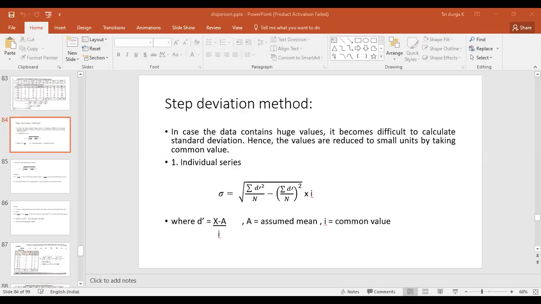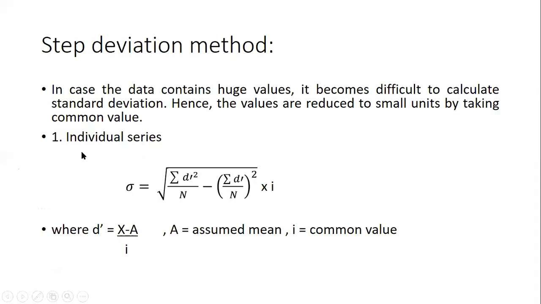Okay, so we were solving the problems of step deviation method and we went on to solve the first problem under individual series. In case the data has huge values, we are going to split that up and use step deviation method to find the standard deviation. And the simple formula for calculation is sigma is equal to square root of sigma d dash square divided by n minus sigma d dash by n whole square into I. I is the common value.